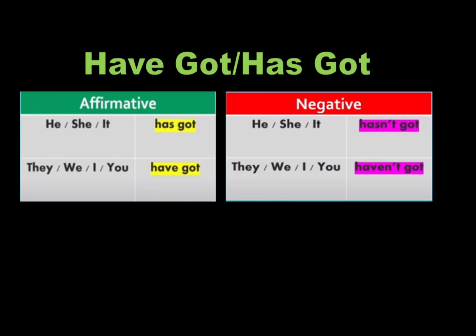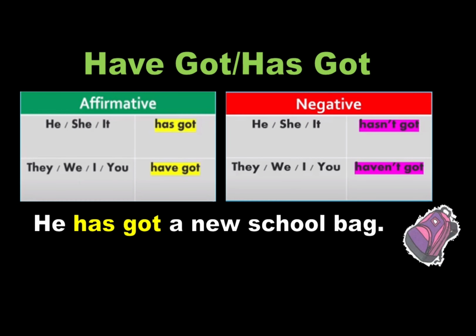Let me give you an example for an affirmative statement. He has got a new school bag. Check out the subject pronouns. It's he. So we use has got. He has got a new school bag.